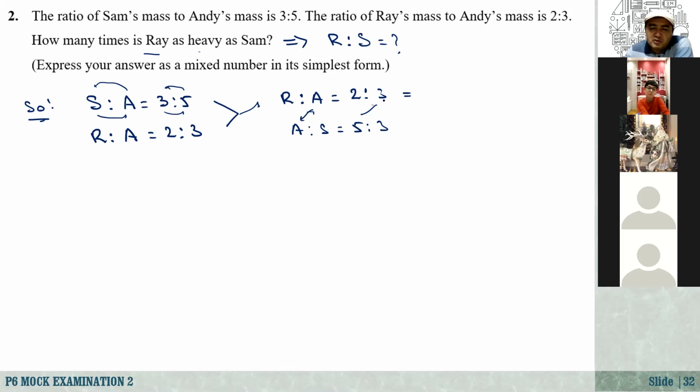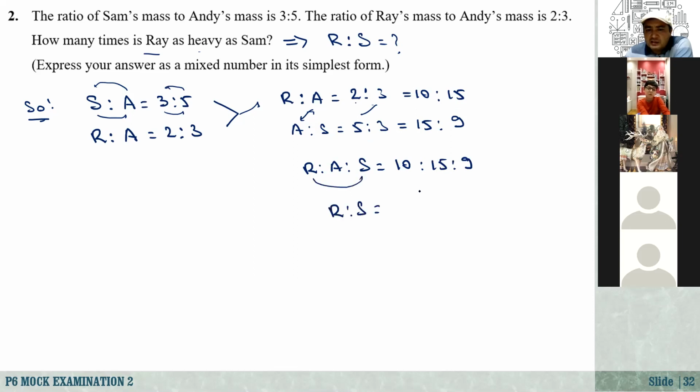So multiply the first ratio by 5. 5 times 2 is 10. 5 times 3 is 15. The second one, multiply by 3. 3 times 5 is 15. 3 times 3 is 9. Now I can write here R to A to S. On the right hand side, 10, what is our A? A is 15, and S is 9. What is the question? We need to find R to S, right? So from here, R to S is 10 to 9.